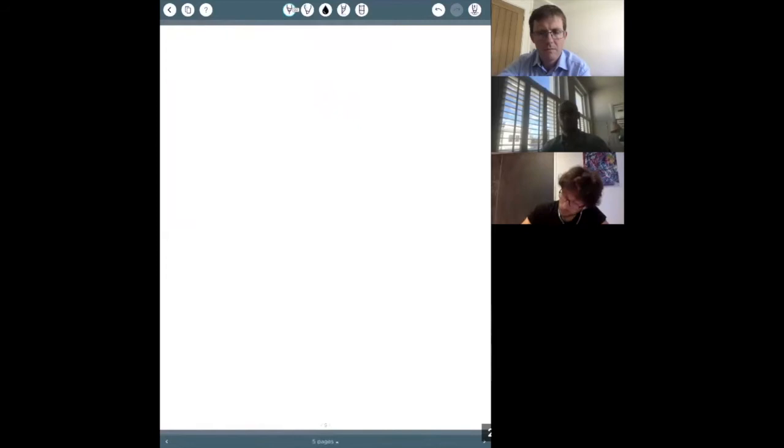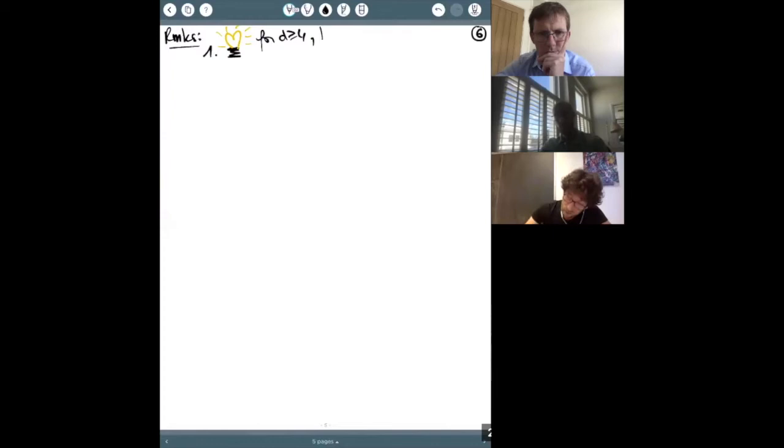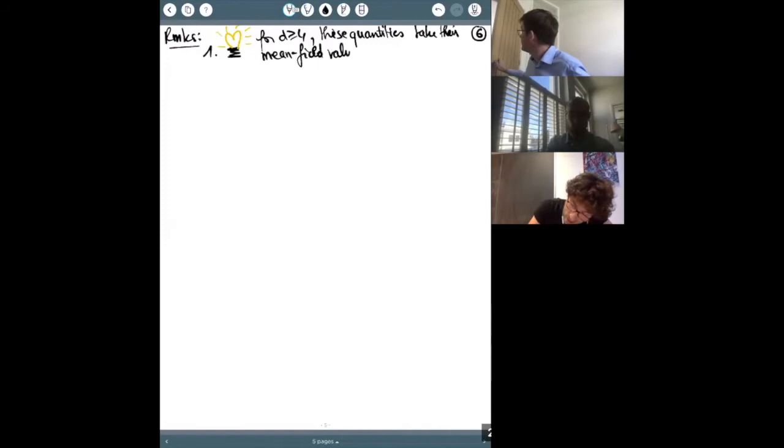Okay, so let me make a few remarks on this list of exponents. The first thing, and this is probably the most important thing, that's why I put it first, is that for d larger or equal to 4, if you look at the list, you always get the same exponent. So the exponents are all the same as soon as you are above 4. And in fact, they are also the same as what you would get if you consider the Curie-Weiss model, so the model on the complete graph. So for d larger or equal to 4, these quantities take what we call their mean field value, meaning the values that you will get from Curie-Weiss.